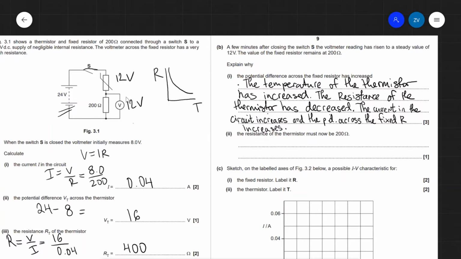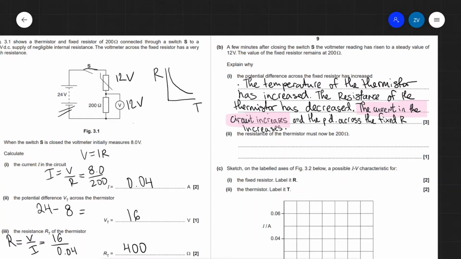Now, because the resistance of this thermistor has gone down, this means that the overall resistance in the circuit has decreased, therefore the current in the circuit increases. This is really important. I'm just going to highlight that over here. So the current in the circuit increases.